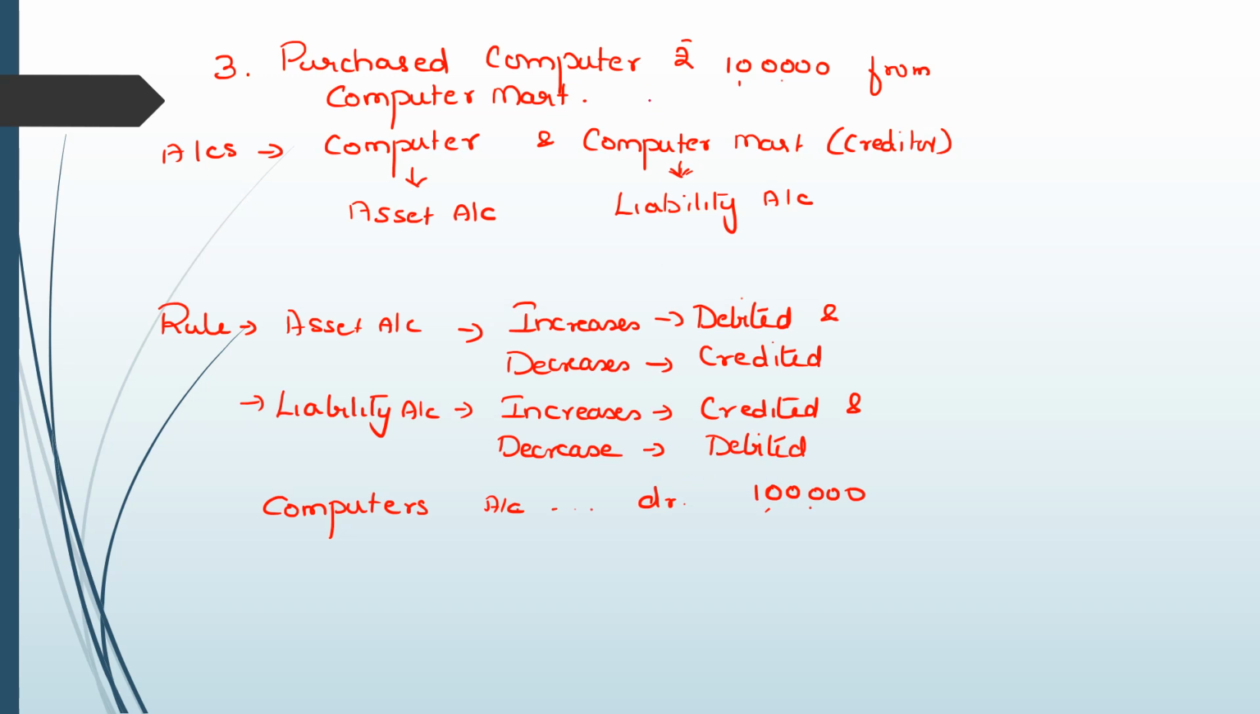Here liability is being created because the computer was purchased and 1 lakh is payable. So liability is increasing, so we have to credit it. So we have to credit the Computer Mart account. So write, to Computer Mart account, 1 lakh.